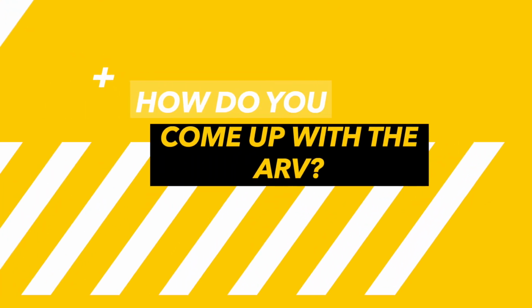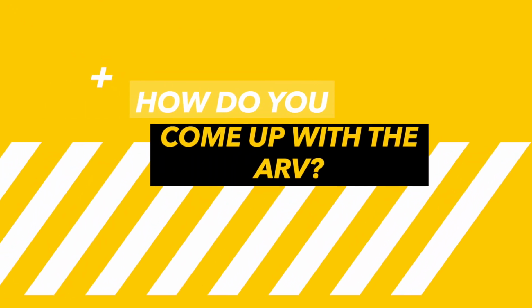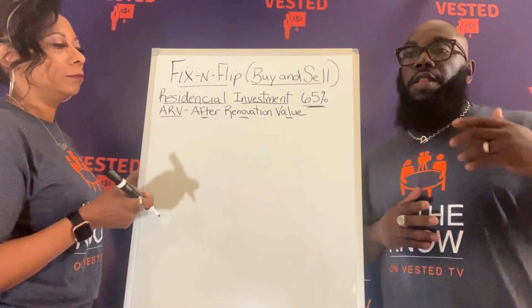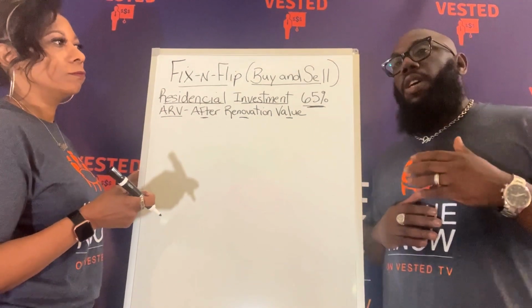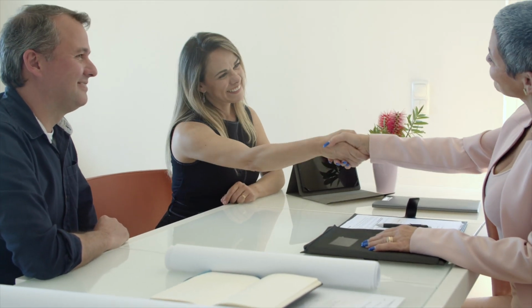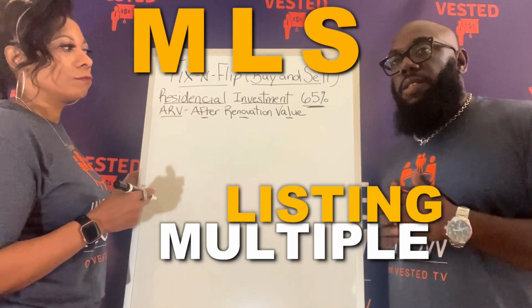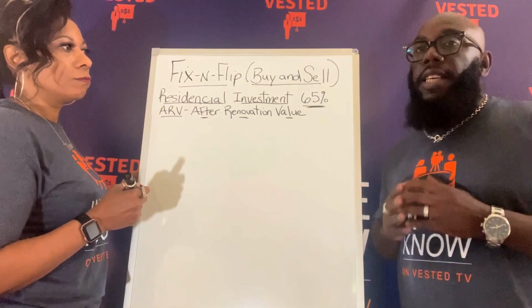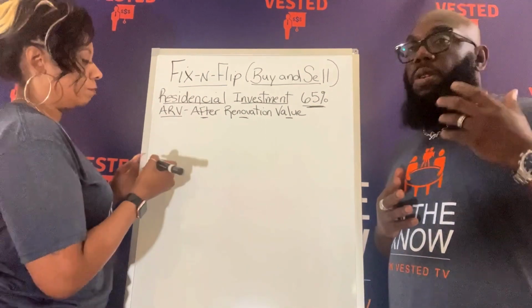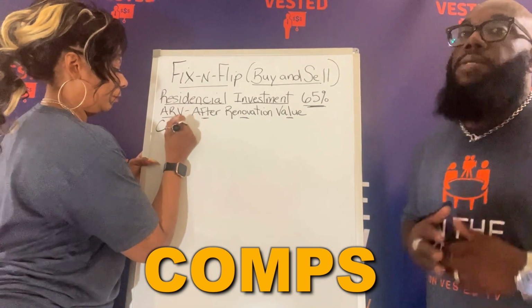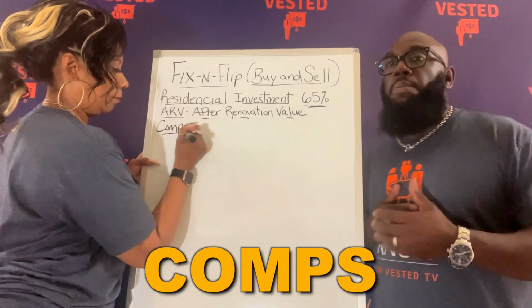Now, what do they call that when you are looking for that ARV? The way you come up with that number is, you won't have the tools, but you can go to a realtor or a real estate agent. We use what's called an MLS, a multiple listing service system, and what it does is it pulls what's called comps. That's the short term, but it stands for a comparable property.